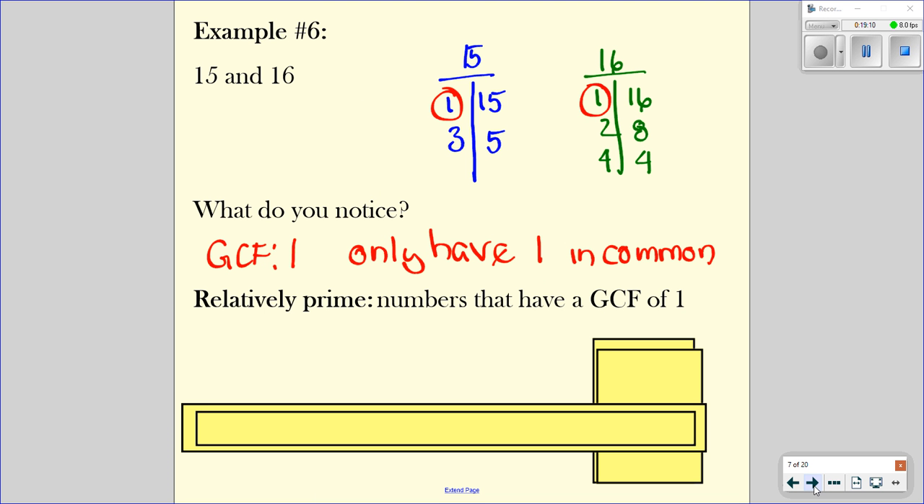And we also learned about relatively prime. That means numbers that have a GCF of 1. So you could have like 5 numbers, and you're trying to find the factors of them. If they all have 1 in common, then they're all relatively prime.